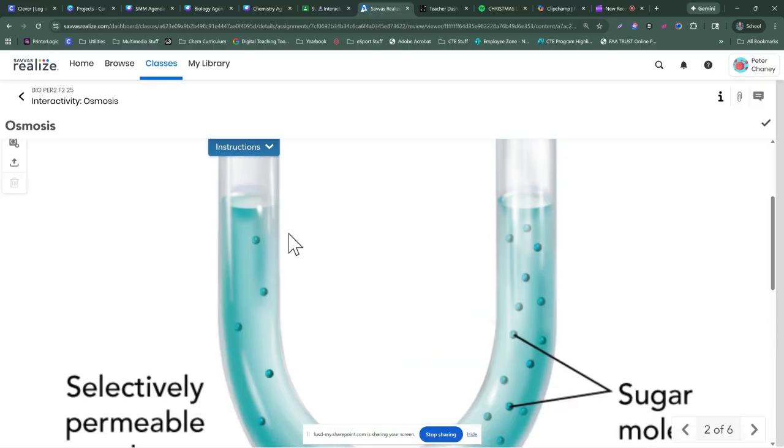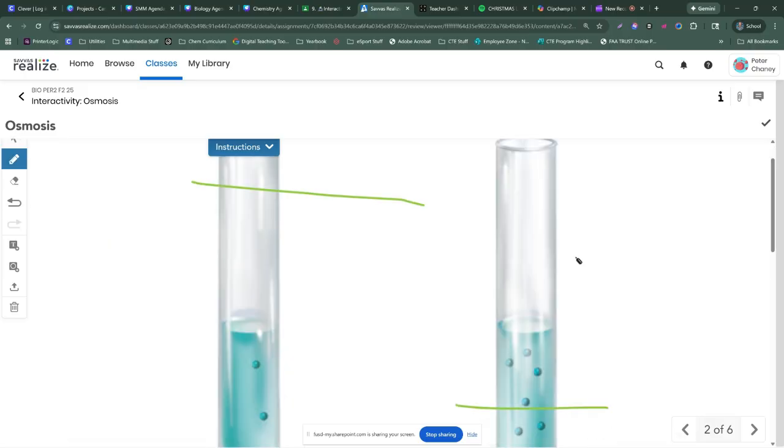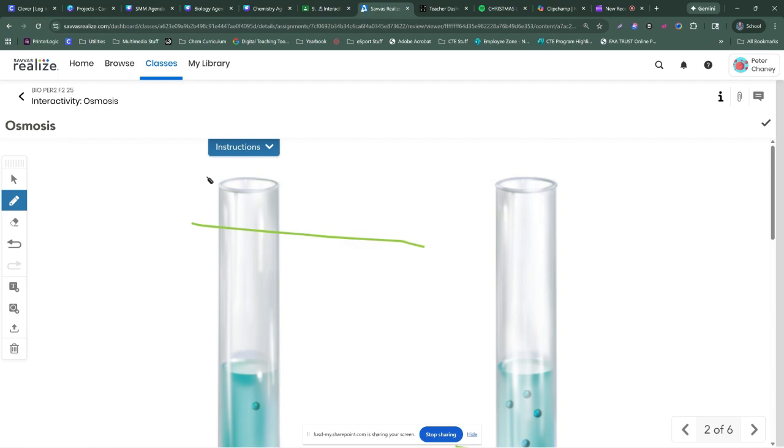So when you come over here, you do your draw tool, pick a color, and then you're just going to make your guess. So you might think that the water level on this side will be here, and then over here it might be here, but this is going to be a guess on your part. So that's what you want to do there.